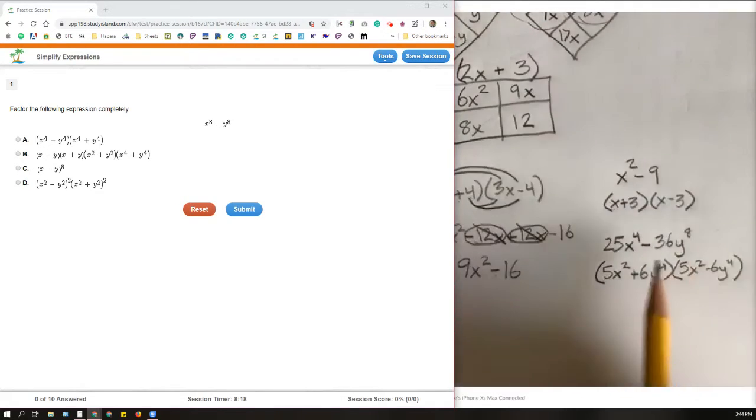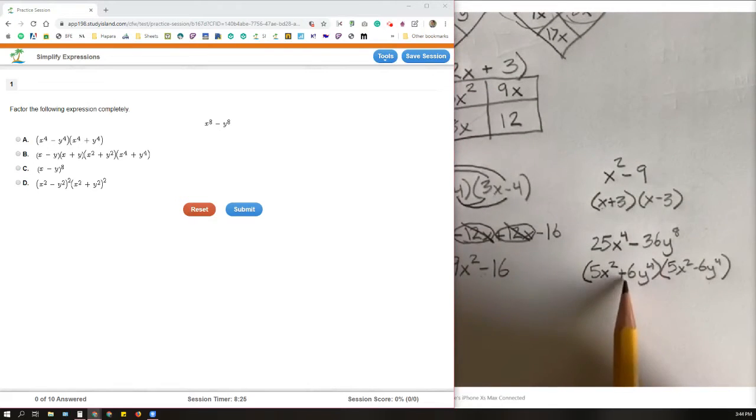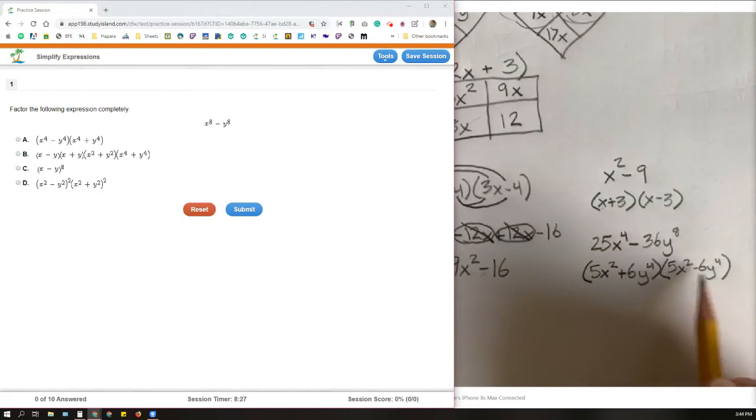So anytime you see two perfect squares being subtracted, you can break them up into the sum of the two square roots and the difference of the two square roots being multiplied by each other.